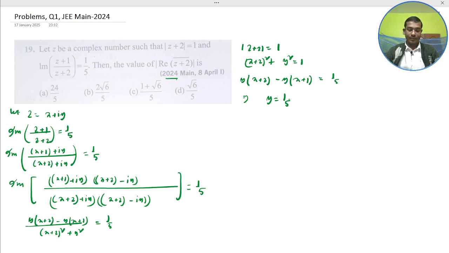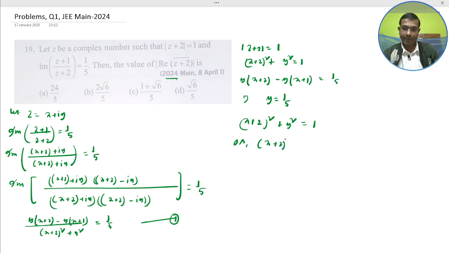So now from this equation 1, (x plus 2) whole square plus y square equal to 1. So (x plus 2) square is equal to 1 minus 1 by 25. Just put this value, here would be 24 by 25. So x plus 2 would be what? 2 root 6 by 5, this value.